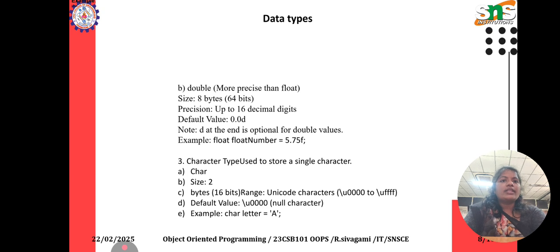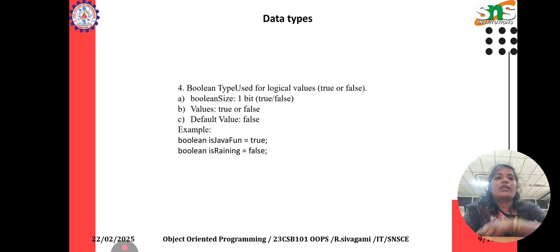The next one is the char data type. Its storage size is 2 bytes, and the character value should be enclosed with single quotes. The next one is the boolean type, used for logical values. Our condition may be true or false, and in that case we have to use the boolean data type. Its size is 1 bit, the value is true or false, and the default value is false. For example, boolean isJavaFun = true; boolean isRunning = false.